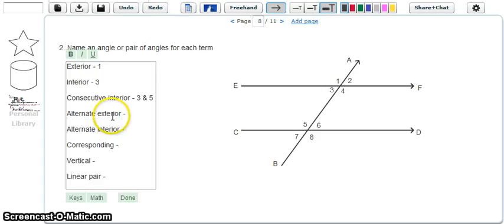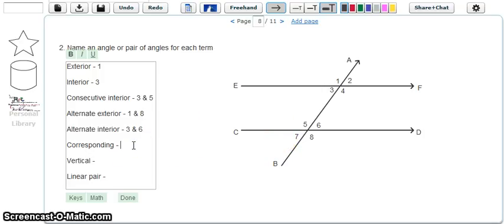Alternate exterior, we know that exterior means they're on the outside of the figure, so it has to be 1 and 2 and 7 and 8. We have to pick from there, and then alternate means you cross the line. So for this example we'll choose 1 because it's on the exterior, and also because 1 and 8 are alternate exterior because it crosses the line as well. Alternate interior, we know interior means it's one of these 4 because it's on the inside, and alternate means it crosses the line. For this example we'll pick 3 and 6.